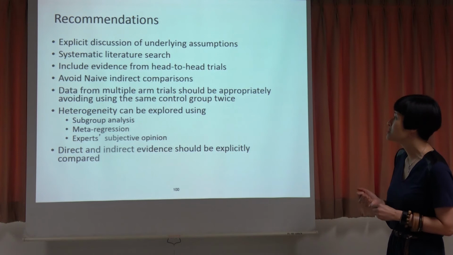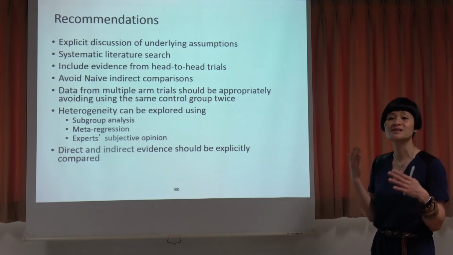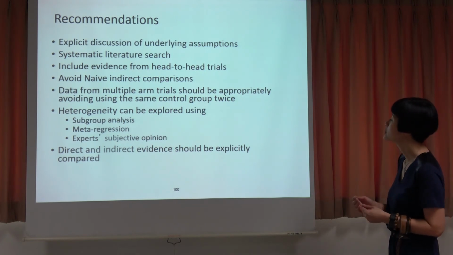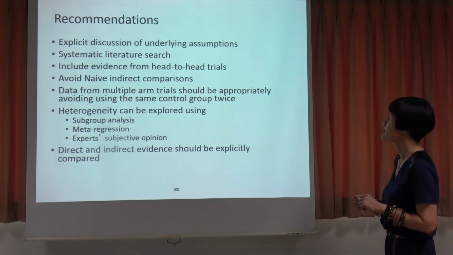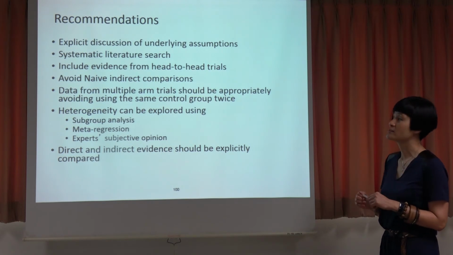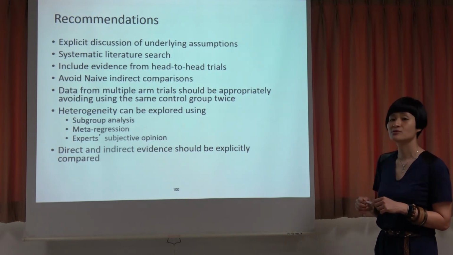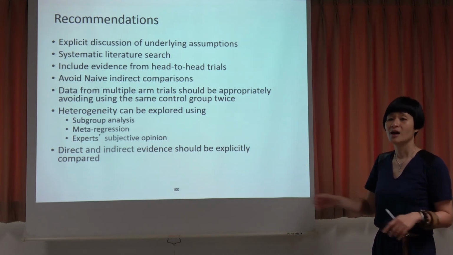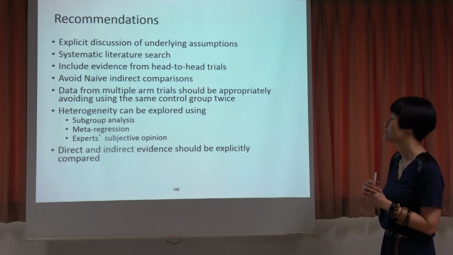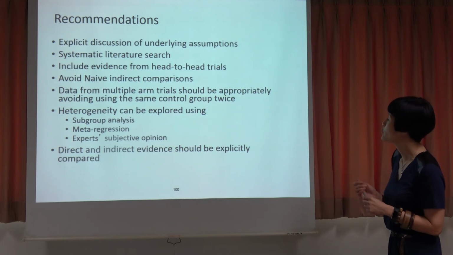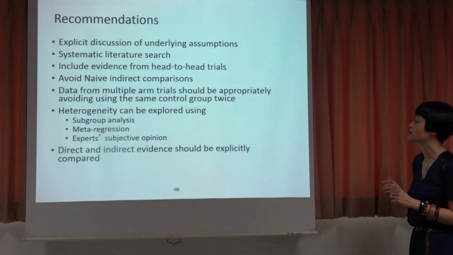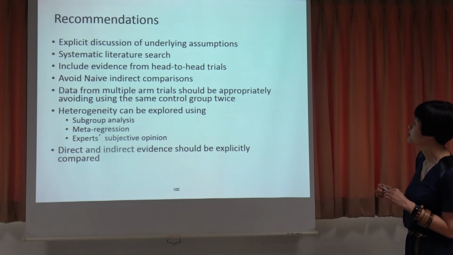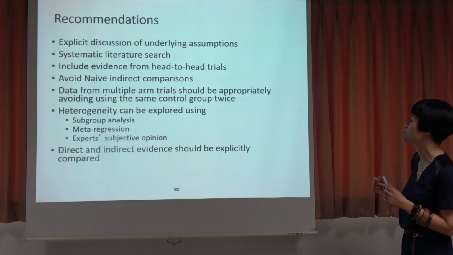A systematic literature search to make sure that you don't have selection bias in your data. You have been as inclusive as possible. Include evidence from head-to-head studies. Avoid naive and indirect comparison. Don't just take the treatment estimate from one study compared to another and make a naive comparison. Data from multi-arm trials should be appropriately analyzed, and avoid using the same control group twice.